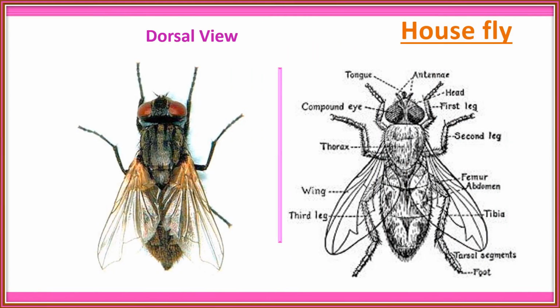The dorsal view. The dorsal view is when we are seeing it from above. And when you look at the dorsal view, there are very many parts that you can see. You can see the compound eyes, the antenna, the thorax, the wings, the legs. You can see the tibia, the tarsal, the femur, the abdomen, first leg, second leg, and many other parts.